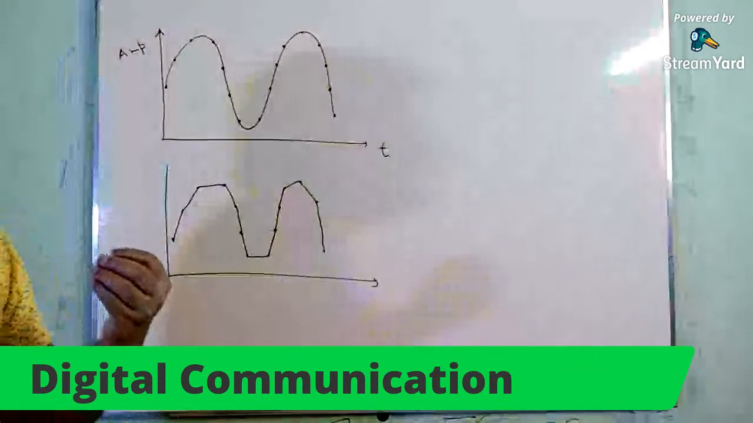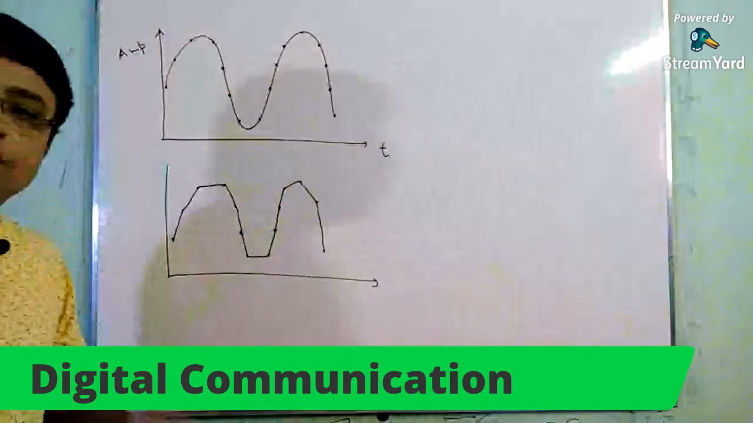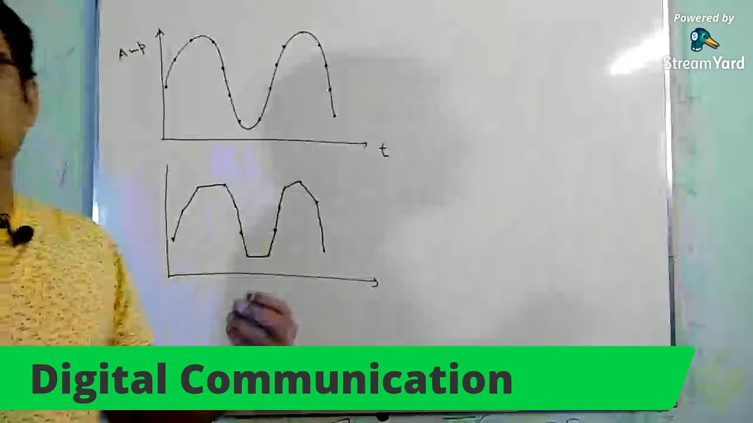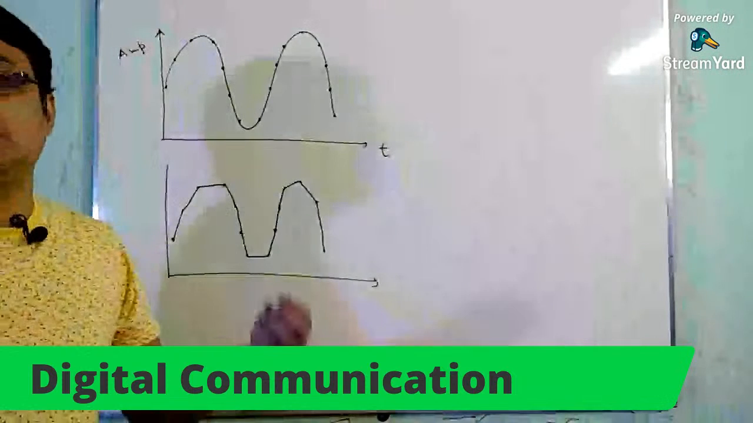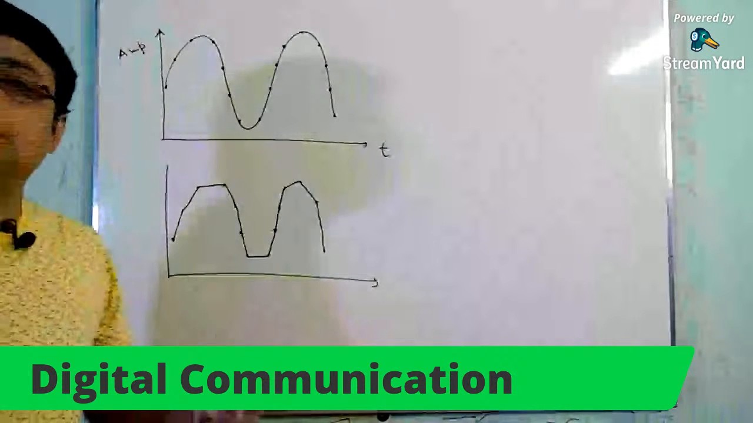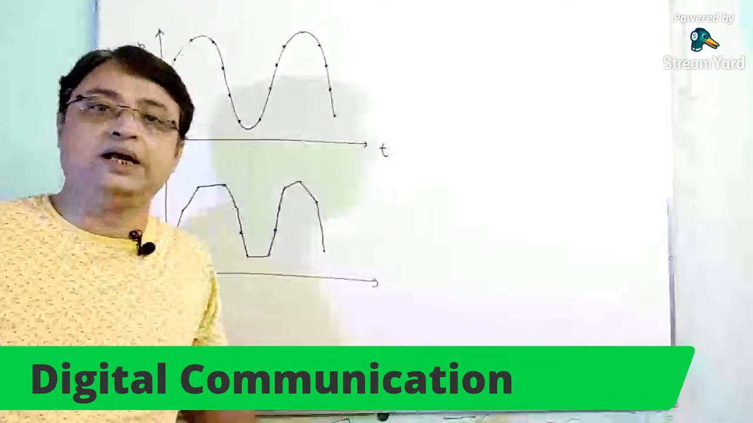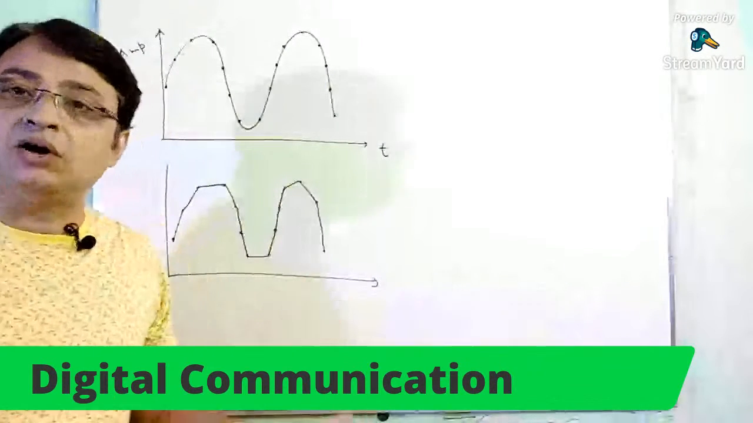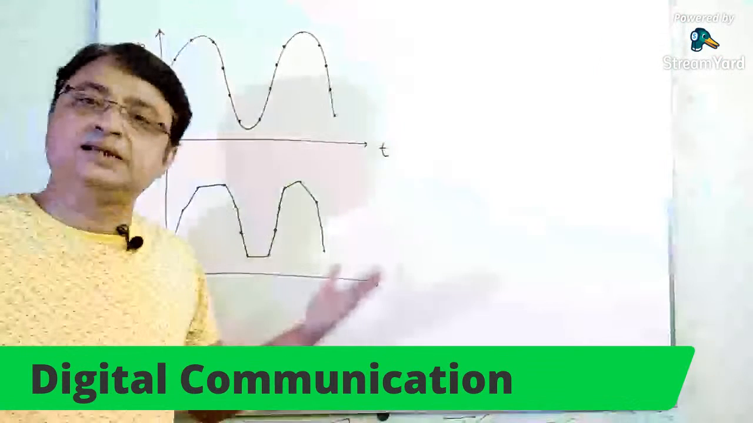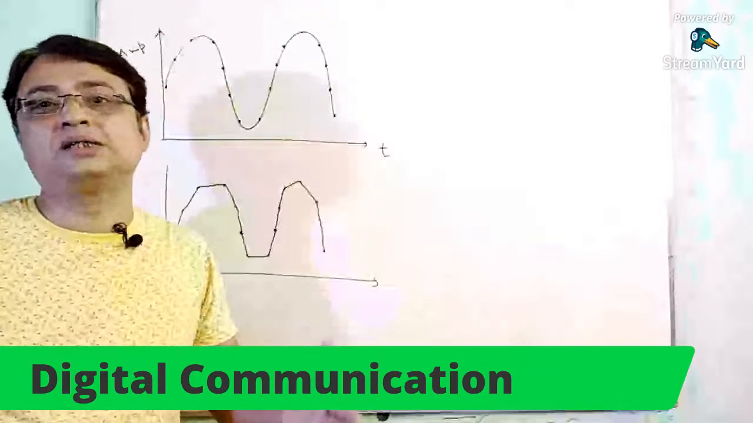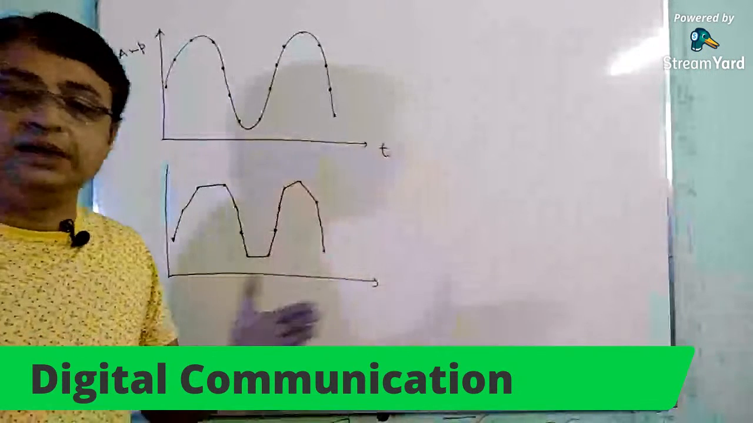So how can we overcome this type of problem? How can we convert an analog signal into a digital one? Obviously, the step is this: you must digitize the signal by applying the sampling theorem.